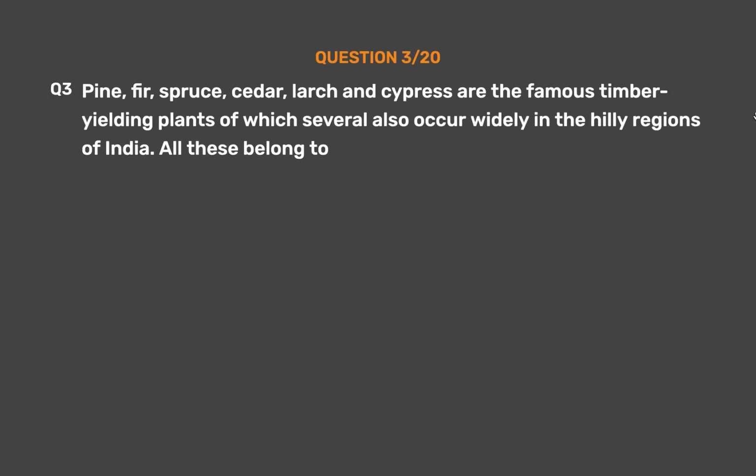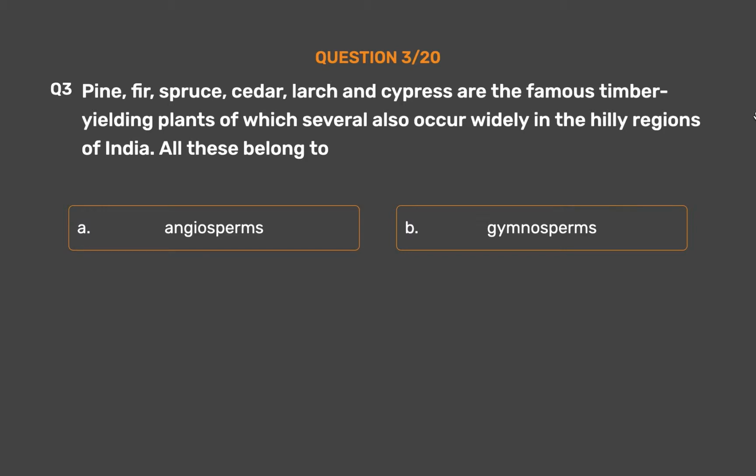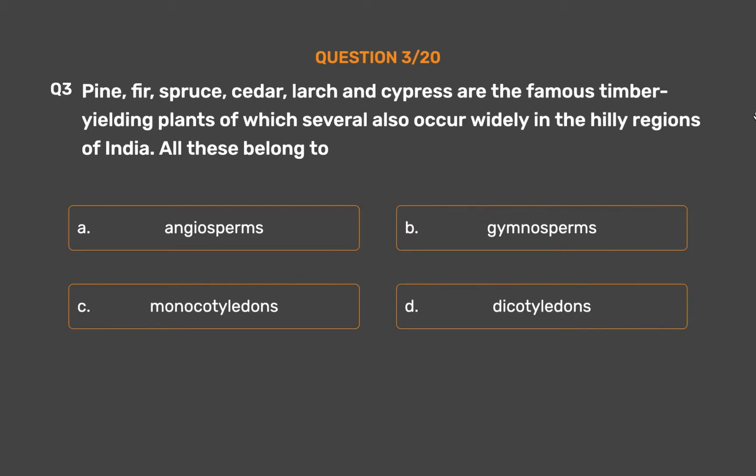Question number 3. Pine, fir, spruce, cedar, larch and cypress are the famous timber-yielding plants, of which several also occur widely in the hilly regions of India. All these belong to Option A. Angiosperms. Option B. Gymnosperms. Option C. Monocotyledons. Option D. Dicotyledons.